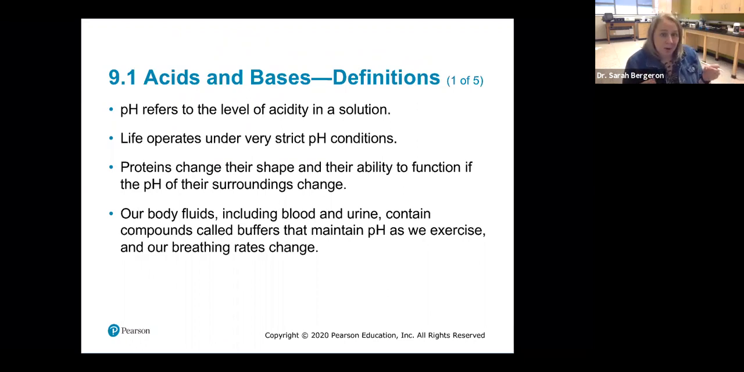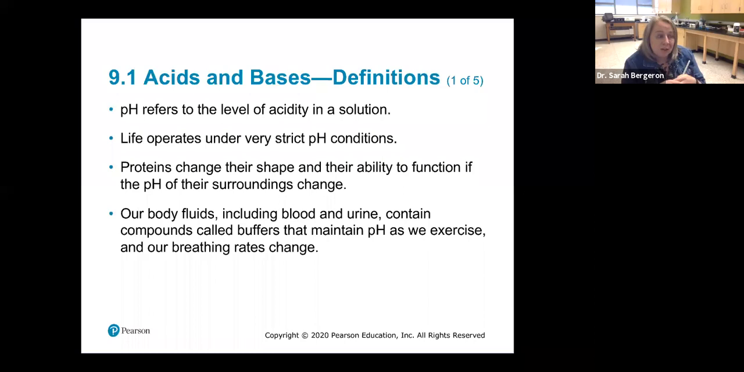And so we know that life operates under a super strict pH condition, very, very close to pH 7. And if you fluctuate a little too high or a little too low, the body can't handle it, and you can very quickly die. So it's very, very important that we maintain that correct pH range. The reason why is that your body is mainly water and proteins, right? And if you change the pH, then proteins are actually going to change their shape and their ability to function. And if they can't function the way they're supposed to function, your body doesn't work.